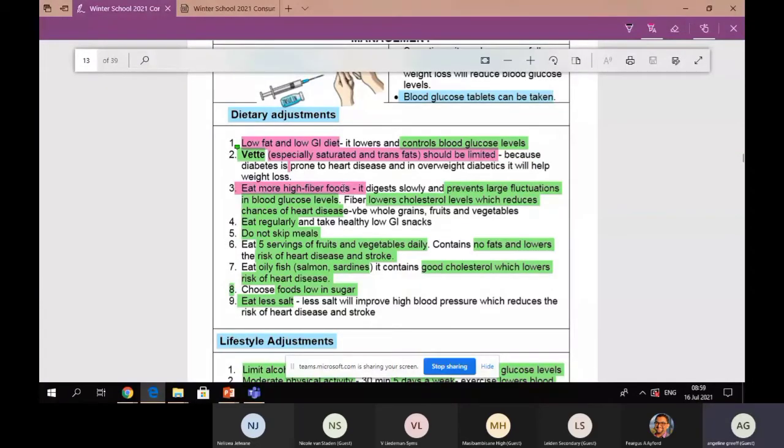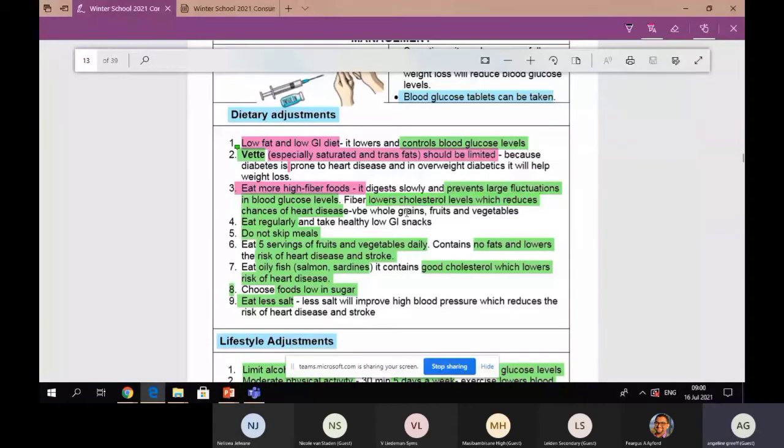Then they should eat more high fiber foods. Why high fiber foods? You need to know the adjustment and the why as well. It digests slower, okay, and it prevents large fluctuations in blood glucose levels, so that's good, right? It also reduces cholesterol levels, okay, and that helps with the chances of heart disease. And then examples should be whole grains and fruits and vegetables, right? And your pulses also, you can add those are high fiber foods.